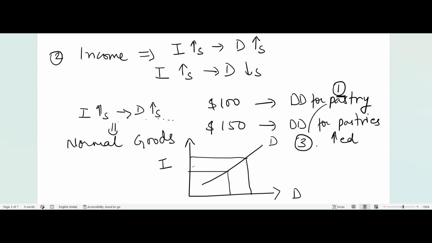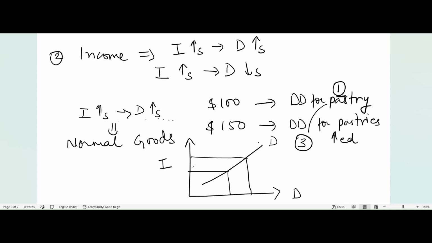If my demand for certain goods goes up with the increase in income, then those goods are termed as normal goods. And the demand curve would be an upward sloping line. Okay, so understand this. Here I'm not taking price at all into consideration. The price of the pastry remains the same. It remains constant. What only changes is my income.